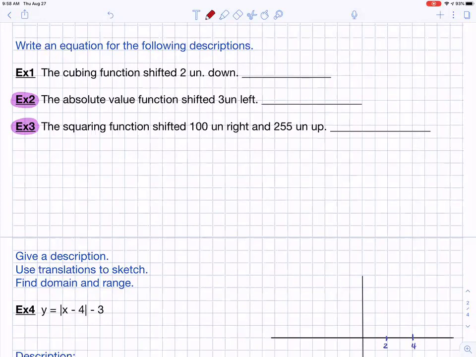Okay, go to example 2 because that's the highlighted one. Example 2. All right, so we've got the absolute value function. Let's stop right there.